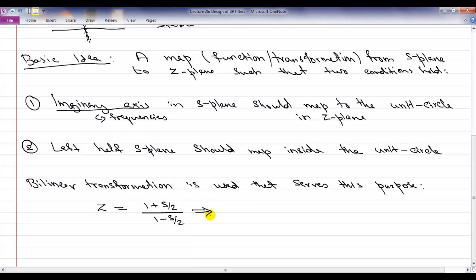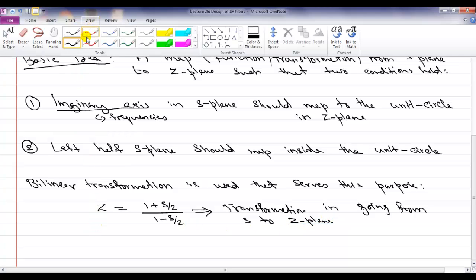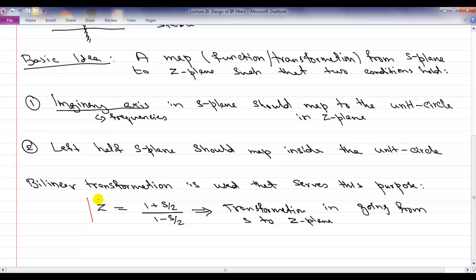So this is the transformation in going from S to Z plane. Now, what does this transformation mean basically? You should really think of it in terms of mapping the poles and zeros.